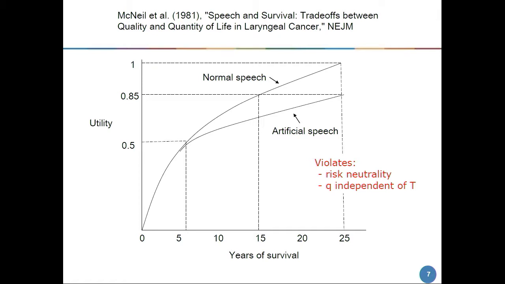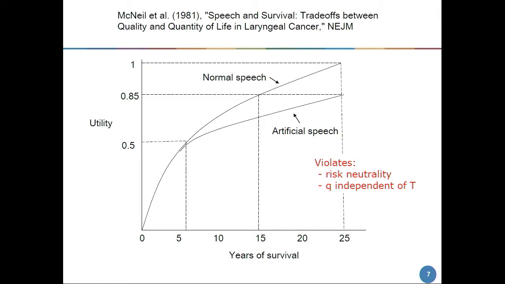And they got these two curves. So these violate the two conditions I just showed you. First, you can see the curves are much farther apart for long years of survival. People would give up a lot of years of survival to have normal speech rather than impaired speech. If they have 25 years to live, they'd give up maybe 10 of them. If they have 5 years to live, they'd give up none of them to have full speech.